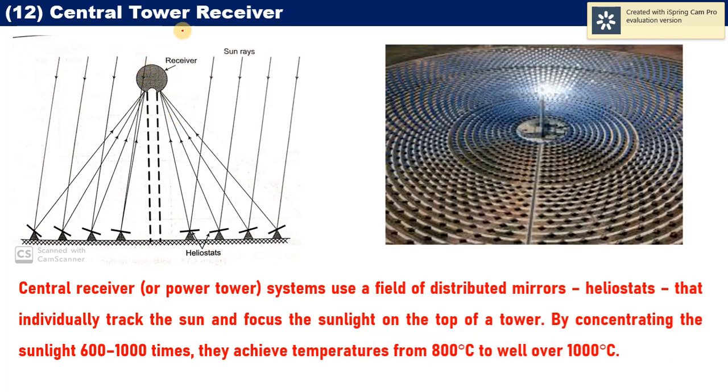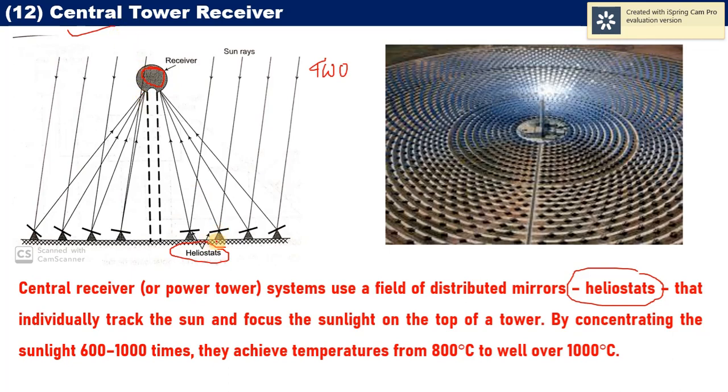The last one is the central tower receiver, where the receiver is mounted on the top of the tower, and a set of mirrors is mounted in the periphery of a circle. It again has two axis tracking. All these mirrors are called heliostats. The solar radiation reflected from these mirrors is concentrated at the top of the tower, so that's why this is called the central tower receiver.